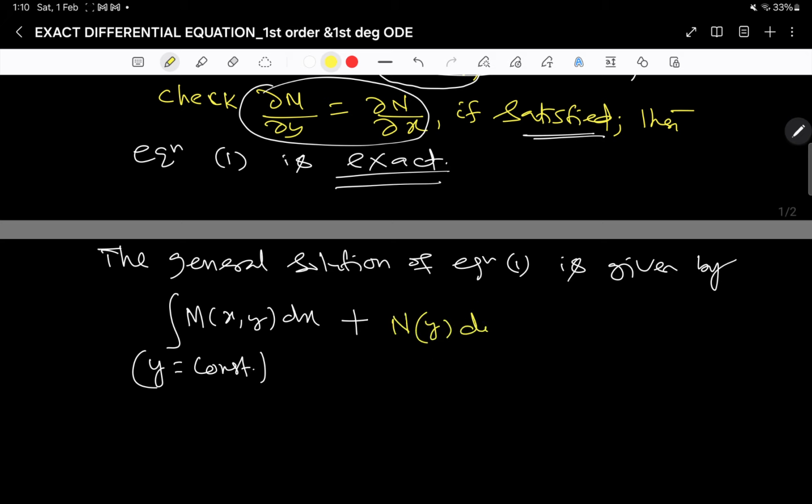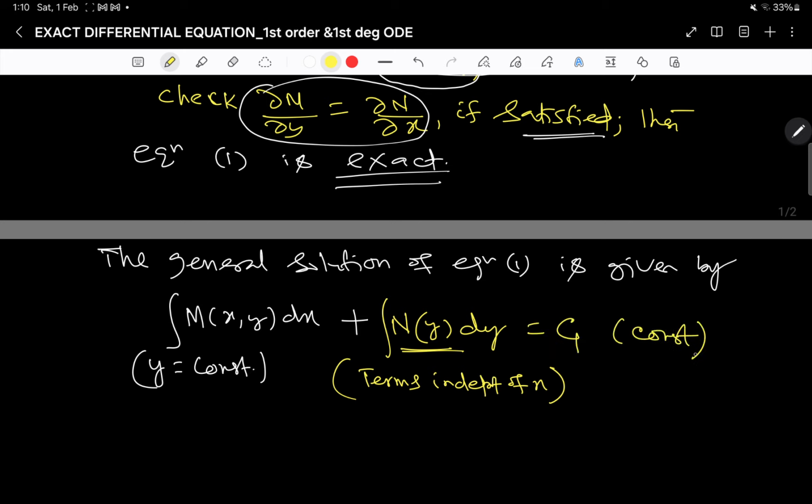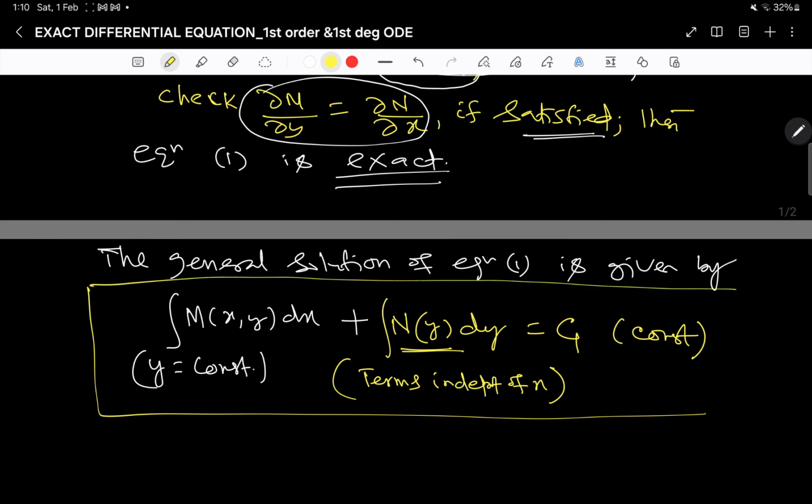Here, terms independent of x. Then in N you collect those terms which are independent of x, and which is equal to your constant. This is a constant. So this is the general solution, right? Once the equation is exact, then it is the general solution. So let us see some examples.